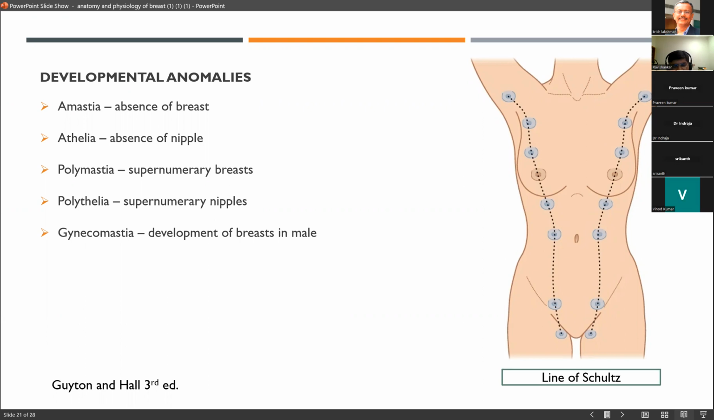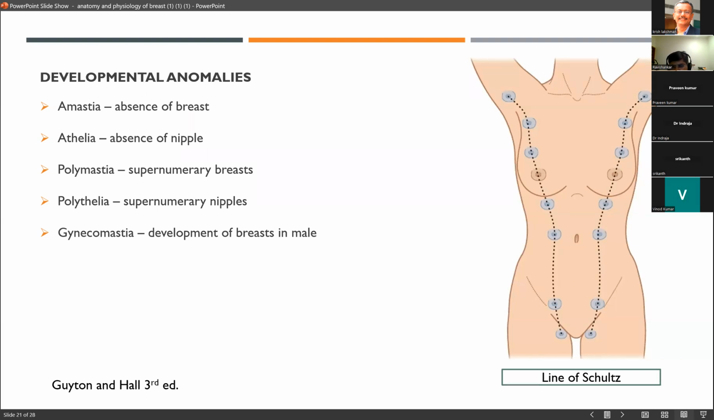Asymmetry is one. Normally, both breasts are symmetrical, but as a part of a developmental anomaly, you can have asymmetry. And there is also a condition called macromastia, where the breast can be very big during development, much bigger than usual. It has a clinical significance. Apart from the appearance, I'm not talking about cosmesis. What are the medical problems with macromastia?